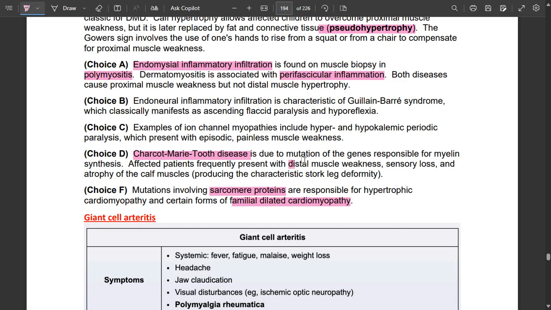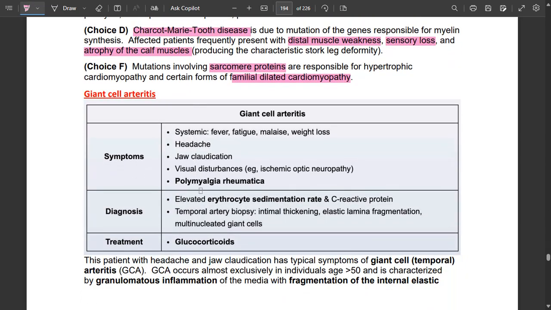So there is additional muscle weakness, sensory loss, and atrophy of calf muscles. Okay. So giant cell arteritis has been discussed multiple times.